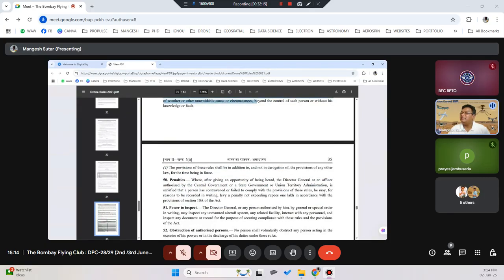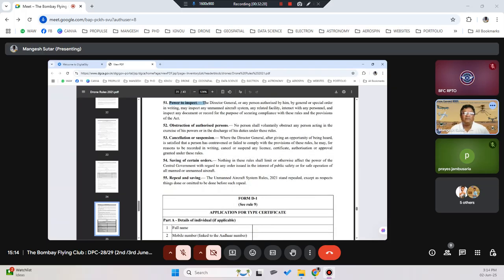Okay, penalties again we talked about, 1 lakh rupees is the minimum penalty, not exceeding rupees 1 lakh in accordance with the provisions of section 10A of the act. Power to inspect is rule number 51. Okay, then rule number 52, obstruction of authorized person. No person shall voluntarily obstruct any person acting in the exercise of the power or in the discharge of the duties under these rules. Cancellation, suspension we talked about.